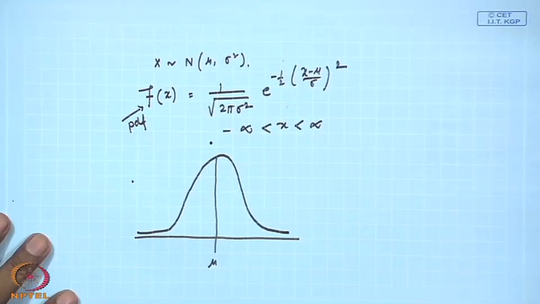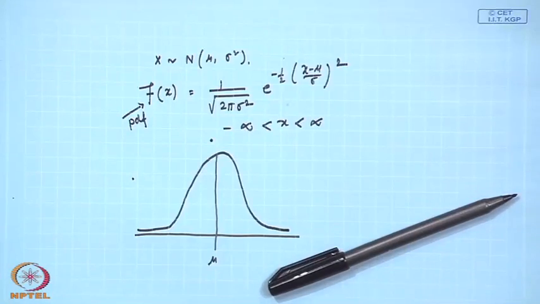So, what will be the equivalent distribution when the number of variables is more than 1? That will be our starting point in the next class.